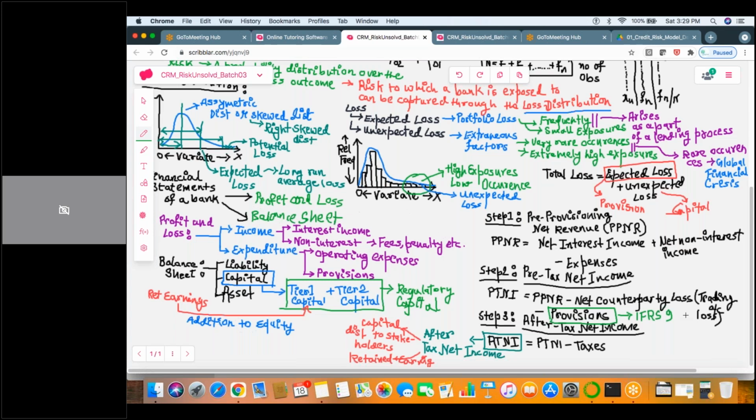Yes, because I'll be taking up tier one and tier two capital and their components in a very distinct manner as we go forward. Yeah, I understand.